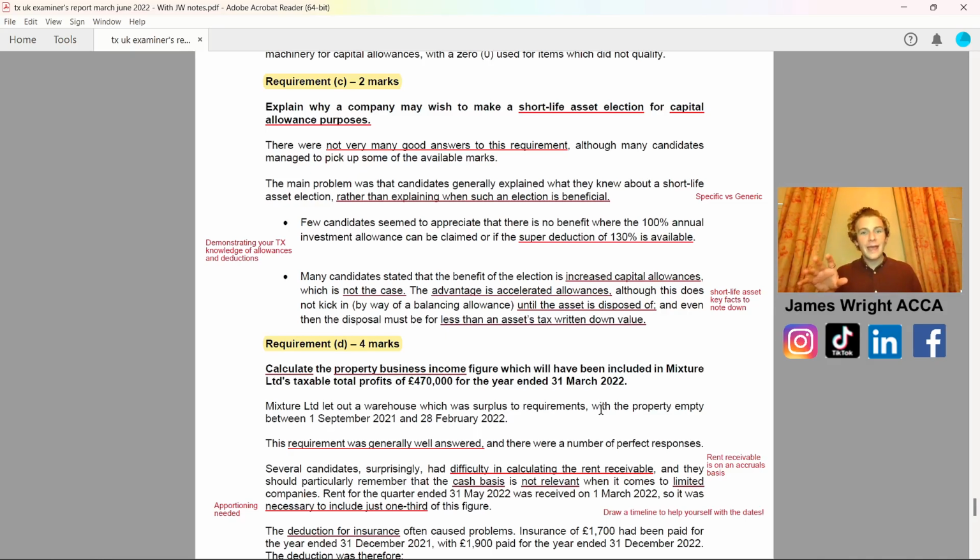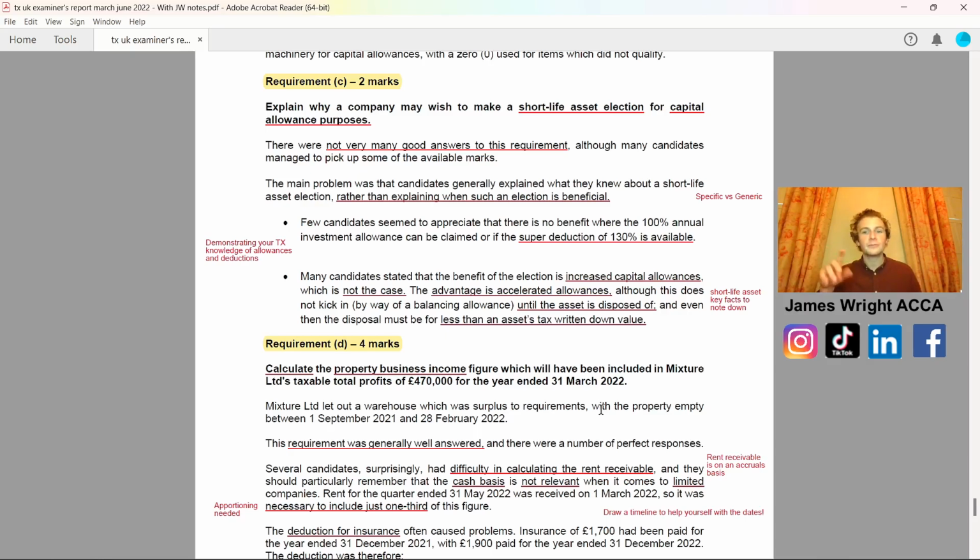Finally, the last two areas of the actual requirements, C and D, a little 2 marker for C, again being specific versus generic. So rather than explaining when such an action is beneficial, not very many good answers in this actual requirement, but it's all about demonstrating your actual tax knowledge and short life asset key facts for you to note down that I've popped in the actual paragraph on there.